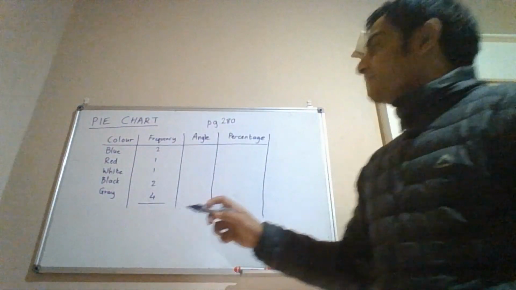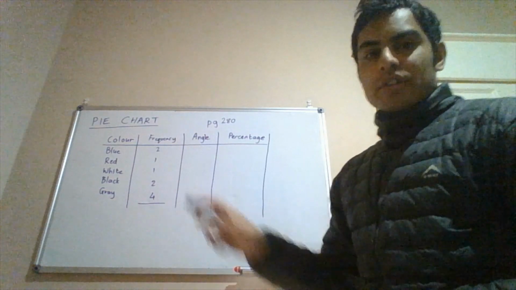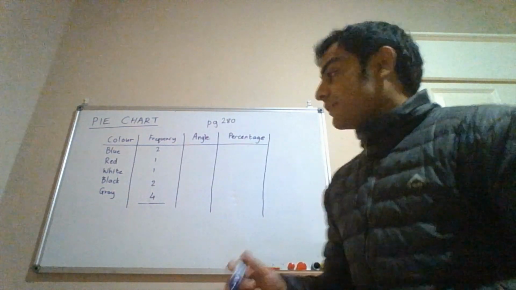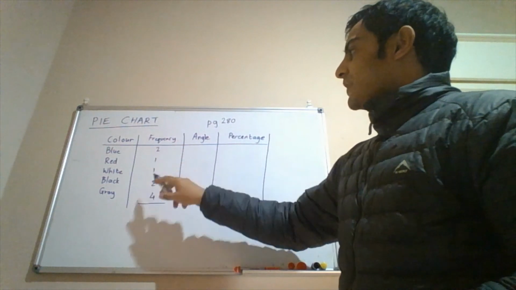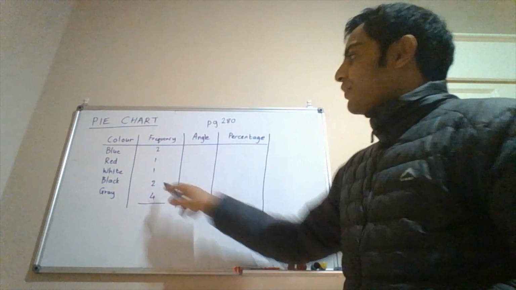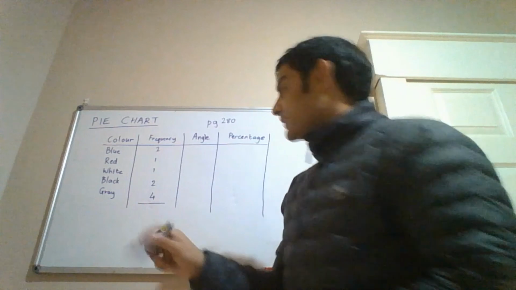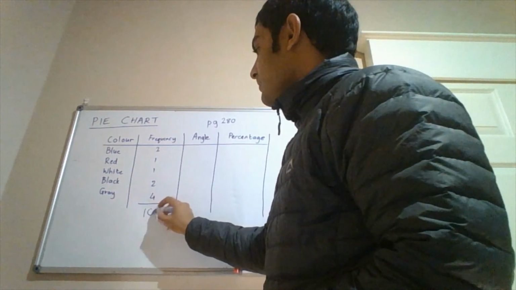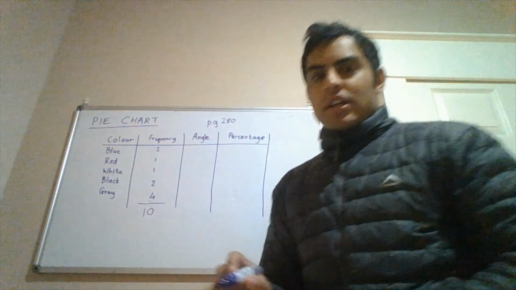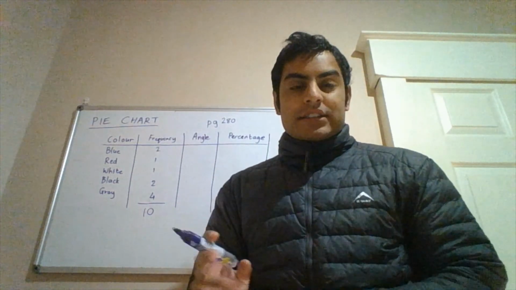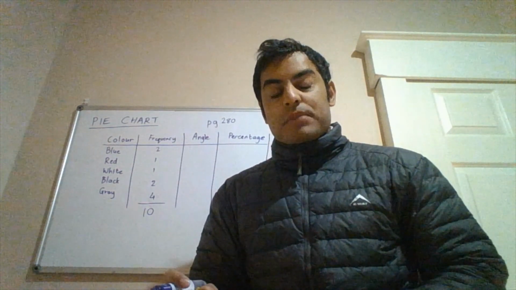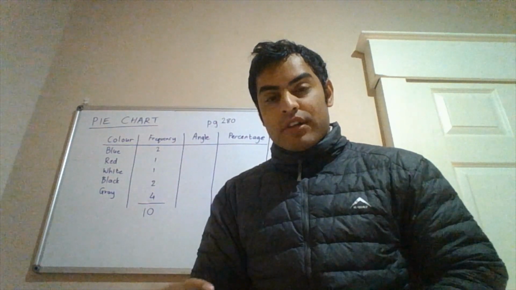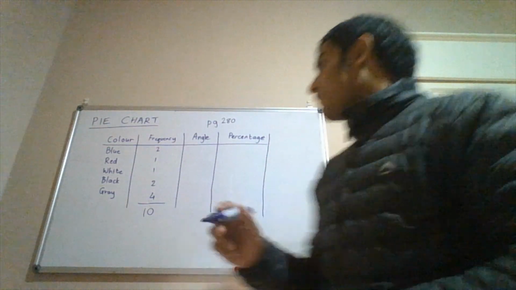So the first thing we do is get the total number of vehicles sold for the week. So we've got 2 plus 1 is 3, plus 1 is 4, plus 2 is 6, plus 4 is 10 vehicles sold. So as a sector, each vehicle sold would be 1/10 of the pie.